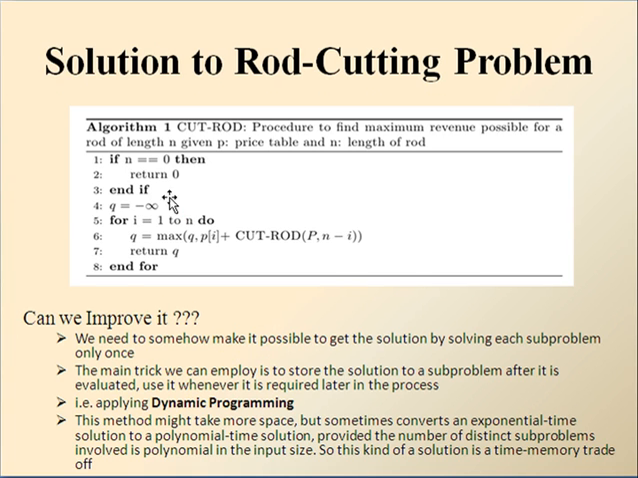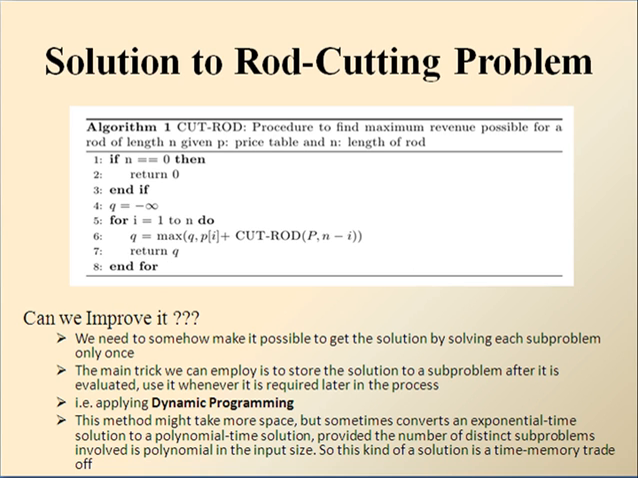So if the length is 0, then we will return 0, else we will initialize q with minus infinity. Now for every possible length i from 1 to n, what do we do? We find the max of q, that is the present price, and p of i, that is from the price table, plus cut rod of p and n minus i. So this is the calling of this procedure, and we will return q.